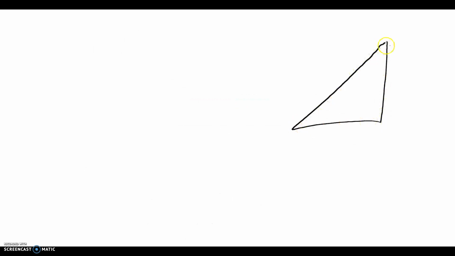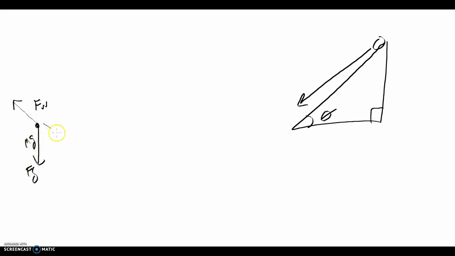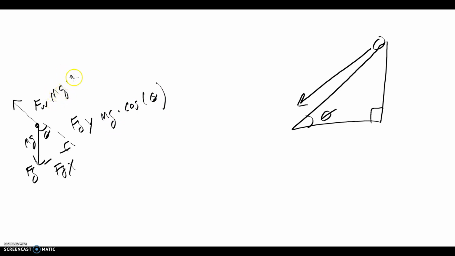So I'm just going to draw this out one more time. That, and you have theta, you have your ball, and it's rolling down. Free body diagram, gravitational force down, normal force perpendicular, Fn, Fg, this is mg. So we have theta, right angle here, this is FGY, this is FGX, and we know this is mg times the cosine of theta.